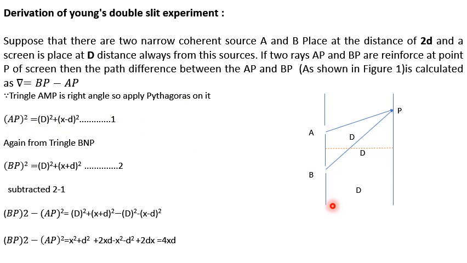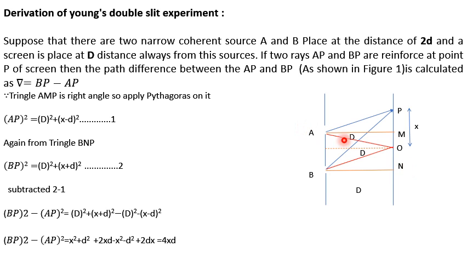Now how do we calculate AP and BP? For this we form a triangle. How can we form a triangle? We draw a perpendicular from A to the screen which meets at a point M, and from B to the screen which meets at a point N. So we have drawn two perpendiculars, AM and BN.